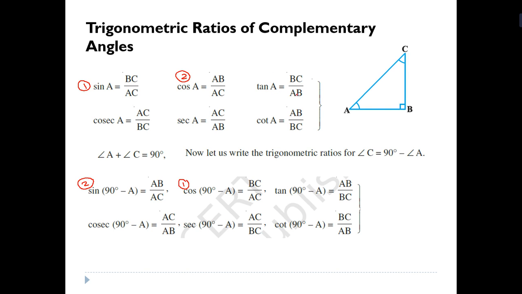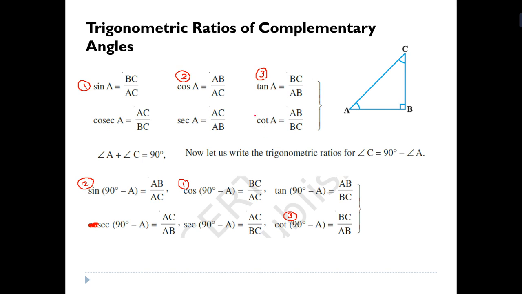Third, tan A is BC upon AB, and cot is again BC upon AB, so here it is 3. Cosec A is AC upon BC, and sec is AB upon BC, again AB. Here is a mistake: you have to write sec AC upon AB. So here it is cosec AC upon BC. Third, three, we already got some mistake related to this.